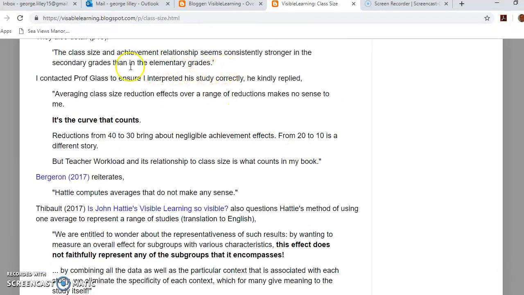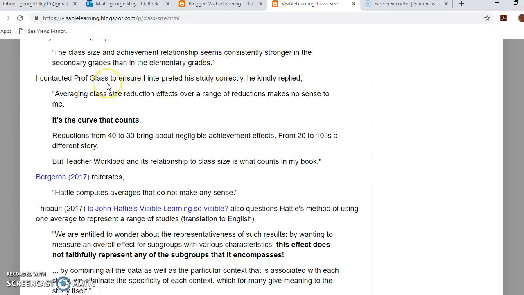They also detail, in contradiction to Hattie, who's often been questioned about the difference between the ages of the students. Hattie claims he's done a number of analyses that show that age has no effect, but Smith and Glass contradict that by saying the class size and achievement relationship seems consistently stronger in secondary grades than in elementary grades.